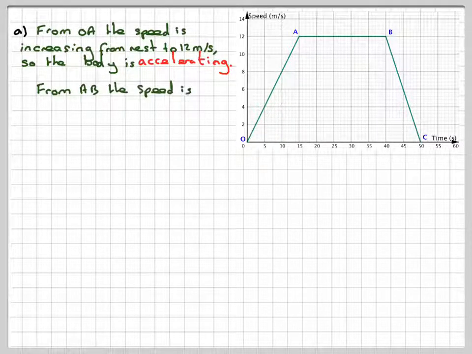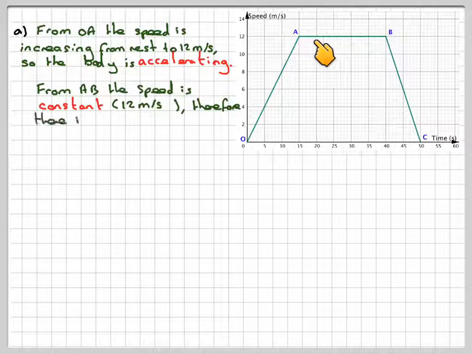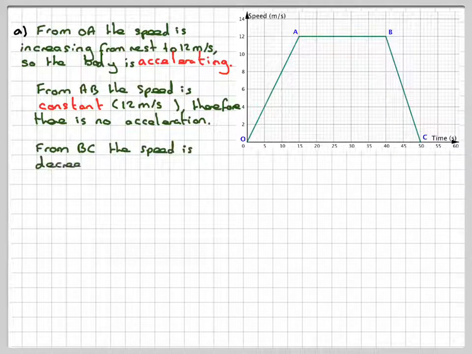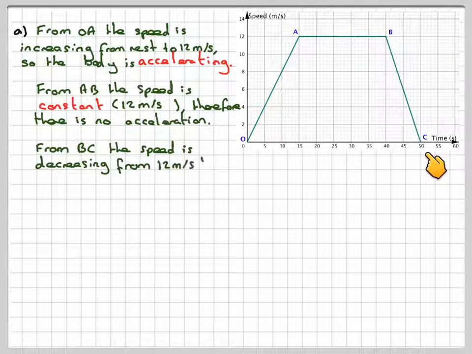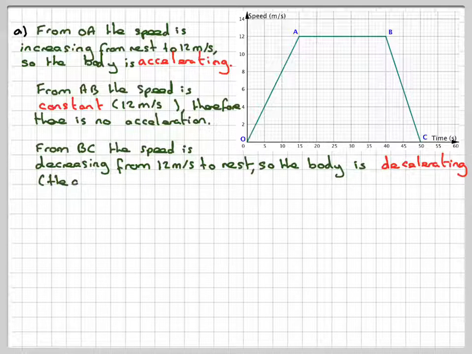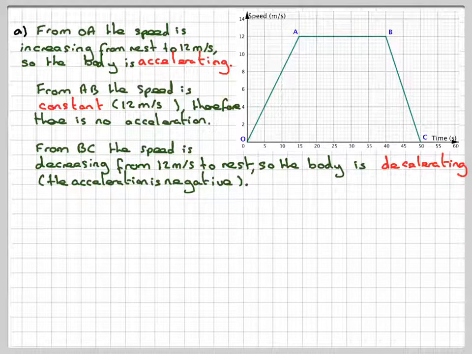Then from AB, the speed is constantly 12 meters per second, and therefore there is no acceleration. And then between B to C, the speed decreases from 12 to rest or 0, so the body is said to be decelerating. The acceleration is said to be negative. Right, we're asked to then calculate the acceleration for each part.